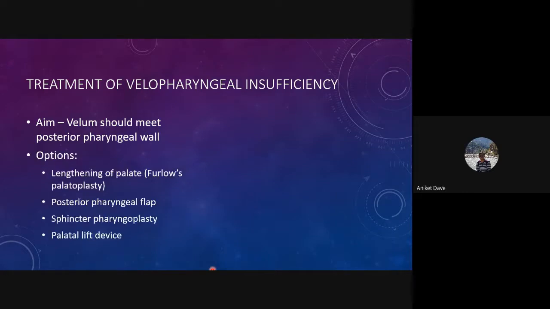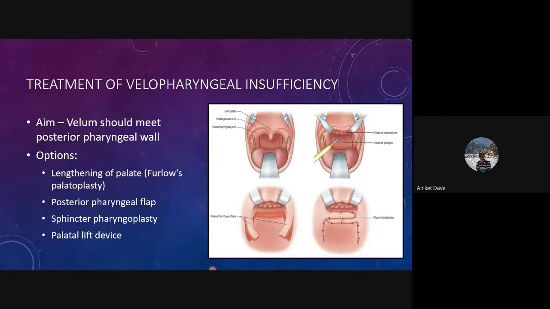This can be achieved in a few ways. First, we can lengthen the palate, for example, with the Furlow's palatoplasty. I had shown you an example earlier where we do a Z-plasty in the palate. Then we can also make the posterior pharyngeal wall come forward to meet the palate. This can be achieved by a posterior pharyngeal flap or a sphincter pharyngoplasty, as has been shown in this image over here.